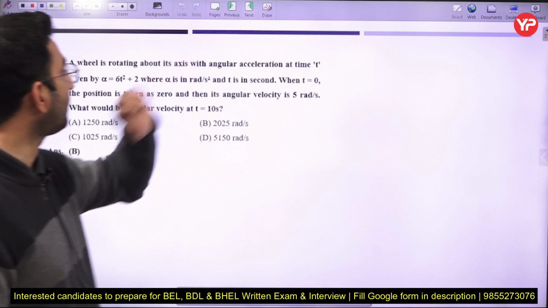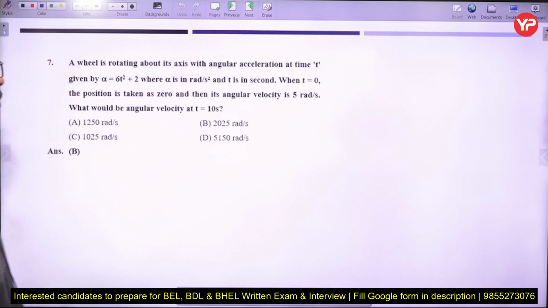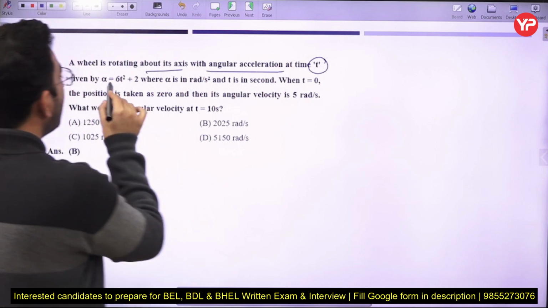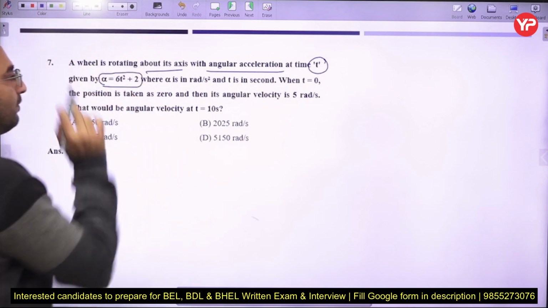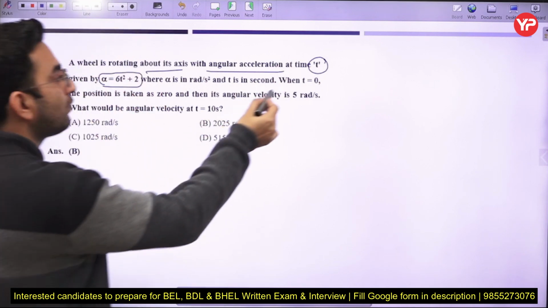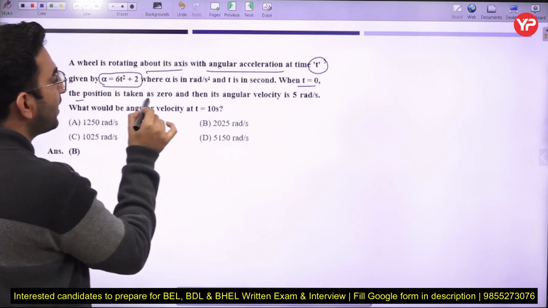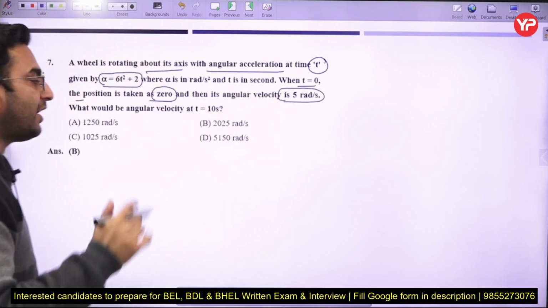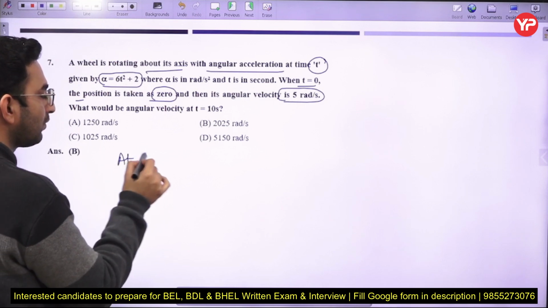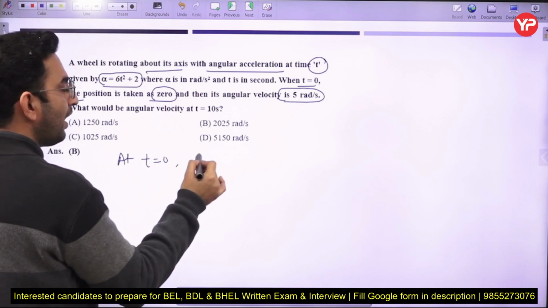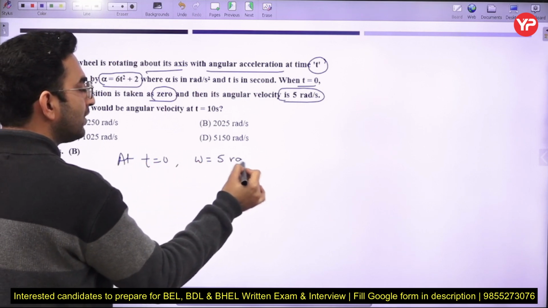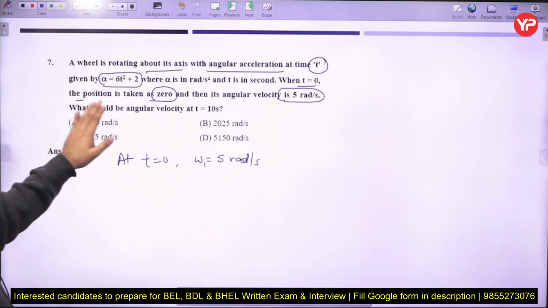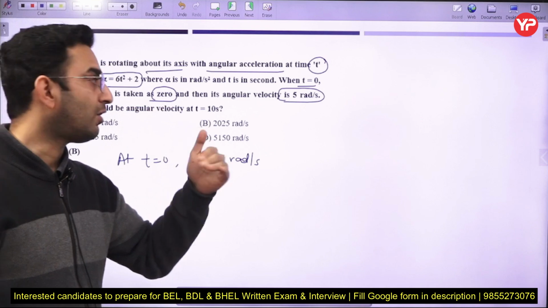Next part, a wheel is rotating about its axis with an angular acceleration at time t, which is given by this particular expression here. Now when t is equal to 0, the position is taken as 0 and its angular velocity is 5 radian per second. So initially at time equal to 0, we have an angular velocity of 5 radian per second. Now you have to find out what would be the angular velocity at time t equal to 10 seconds.